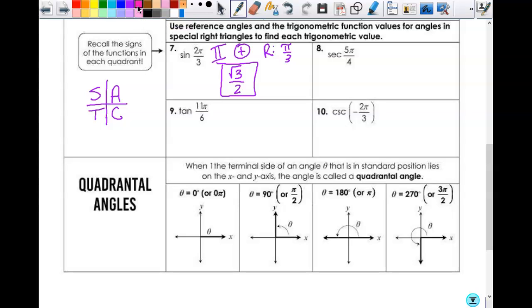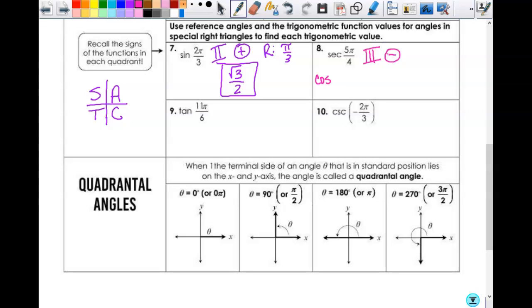All right. Secant. Oh, first of all, 5 pi fourths. What quadrant are we in? Third. We're in the third quadrant. Secant is the reciprocal of what? Cosine. Okay? And cosine in the third quadrant is what? Positive or negative? Negative. It's negative. Okay?